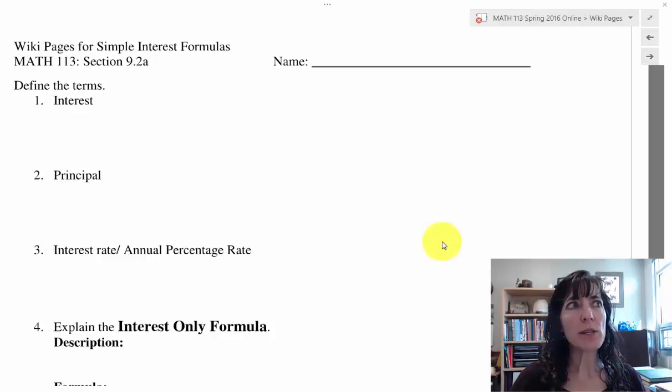Wiki pages for simple interest formulas. I want to show you what you should do when you need to put a formula into your wiki page, what I'm expecting to see.